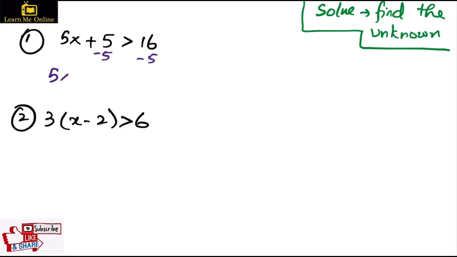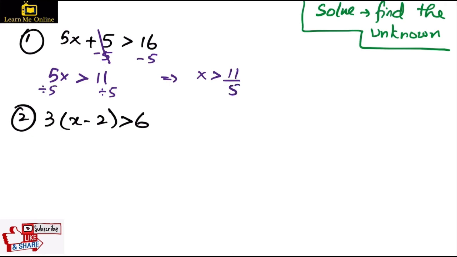Then you would have 5x, and the two 5s simplify each other. Bigger than, when you do 16 take away 5, that would be 11. The next step is, because we are keeping x only by itself on the left hand side, we need to divide by 5 on both sides. So now x is bigger than 11 over 5.